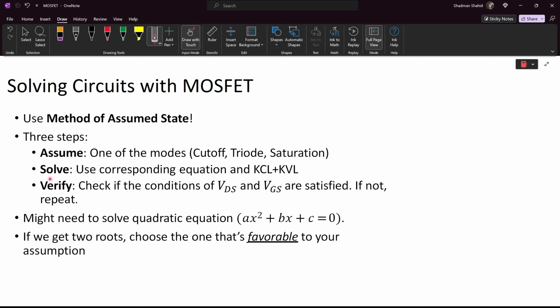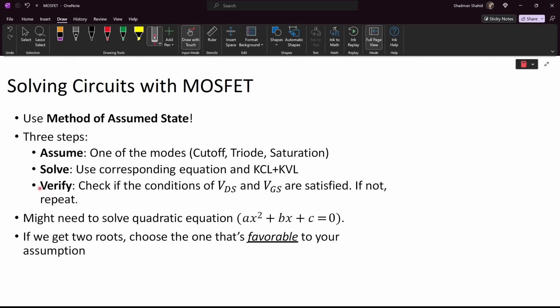of operation of the nonlinear device. The second step is to solve the circuit given our initial assumption, as per our initial assumption. And the last step is to verify the solution of the circuit based on our initial assumption.